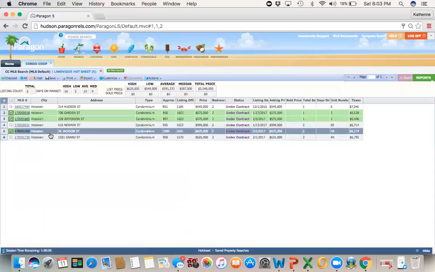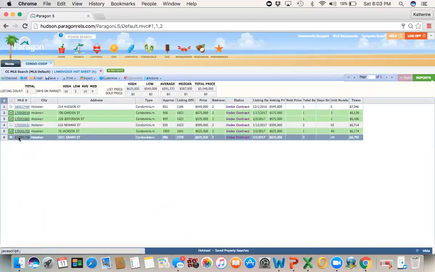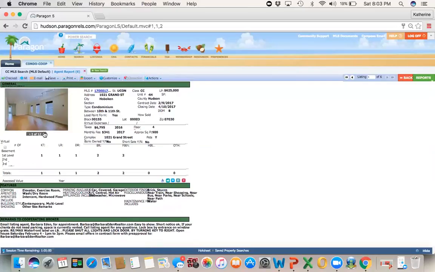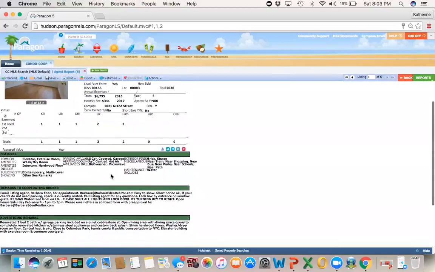Now look, I again have 3 properties. Oh wait, I didn't look at 1021 Grand Street. Okay, this was on the market 8 days, 900 square feet. That's another great comp. Now I'm doing this for a buyer because he can't make his mind up, like I told you. I want to prove to him that it is worth what it says it's worth.